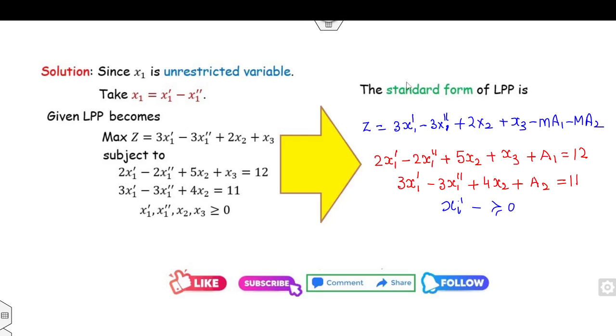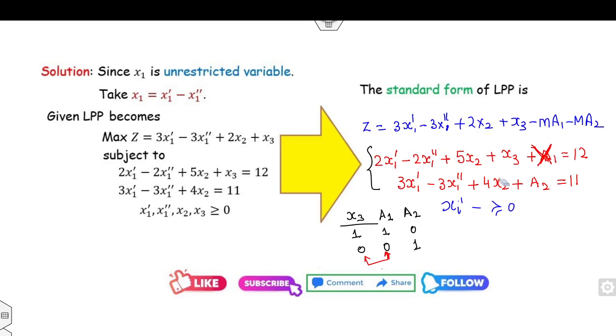But how many variables in this case? There are so many variables, but I will tell you one way. Look at the constraints. What is the column corresponding to x3? 1, 0. Fine. And the column corresponding to A1, 1, 0. Column corresponding to A2. So you can see if you try to form the identity matrix, they both are the same. Fine. If both are the same, then there is no need to use the A1. It will reduce your calculation.